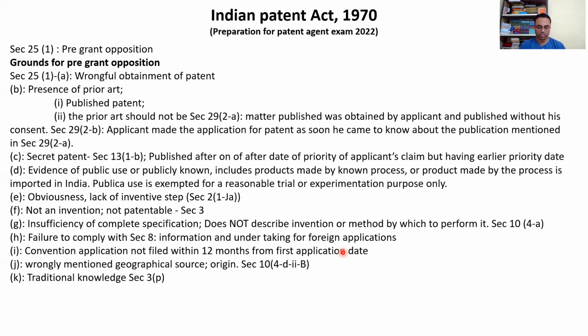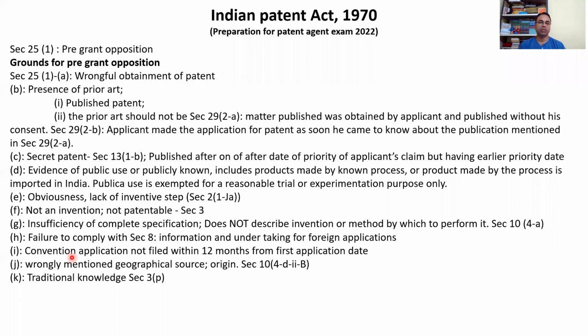So what is the prescribed time? It is 6 months. Within 6 months, you need to tell that you have filed these applications, and you also need to give an undertaking that up to the grant of the patent, you will keep the controller informed in writing about these things. But if you see that they have not complied with this section 8, that will also be a ground for the pre-grant opposition.